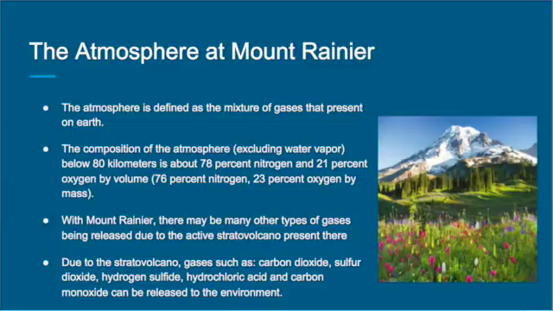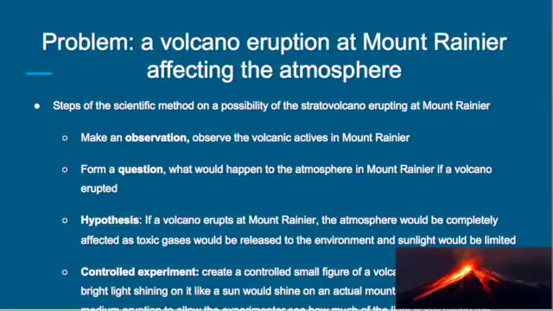With Mount Rainier, there are many other types of gases being released due to the active stratovolcano present there. Due to the stratovolcano, gases such as carbon dioxide, sulfur dioxide, hydrogen sulfide, hydrochloric acid, and carbon monoxide can be released to the environment. Problem: a volcano eruption on Mount Rainier affecting the atmosphere. This is a test using the scientific method on the possibility of a stratovolcano erupting on Mount Rainier.